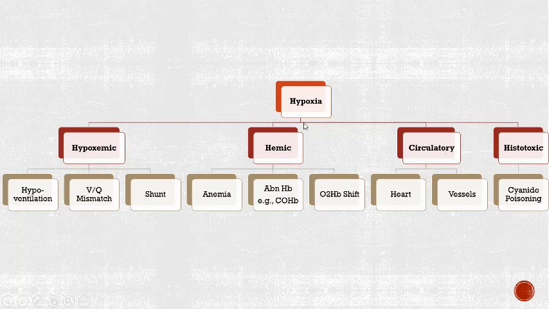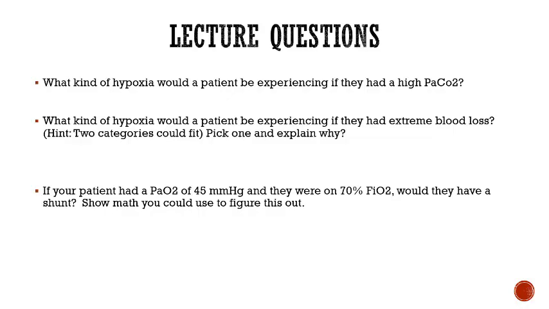You can put both, or if you pick one, if I'm only asking for one, just make sure that your reason why is accurate. If you put that the patient has hemic hypoxia and then you cite their low cardiac output as the reason why, I'm going to mark that wrong. If you're going to do hemic, I want you to talk about the hemoglobin. If you're going to do circulatory, I want you to talk about the cardiac output. So even if a patient has more than one hypoxia, make sure that you're describing it correctly, and that's how you'll get the full points.